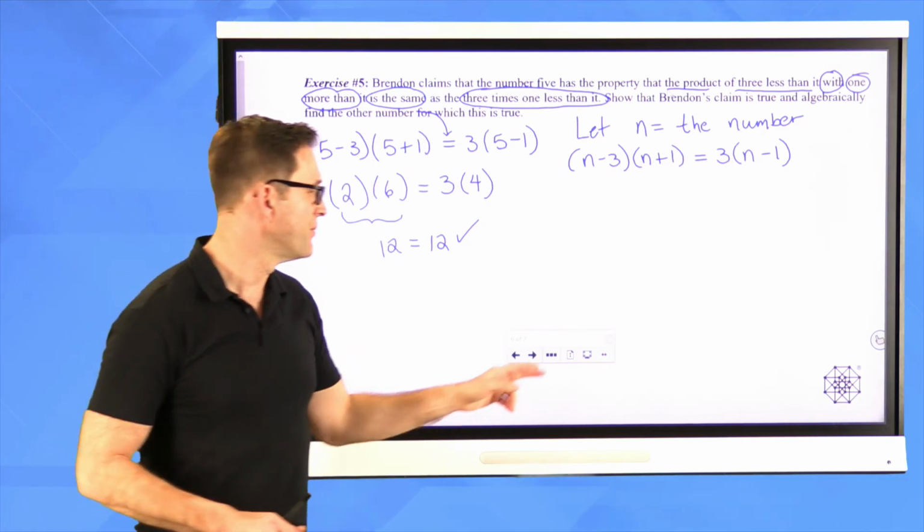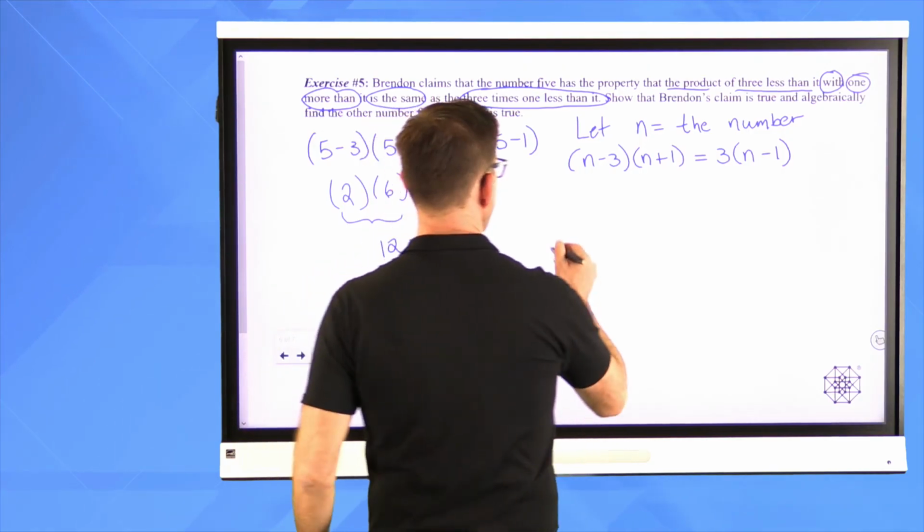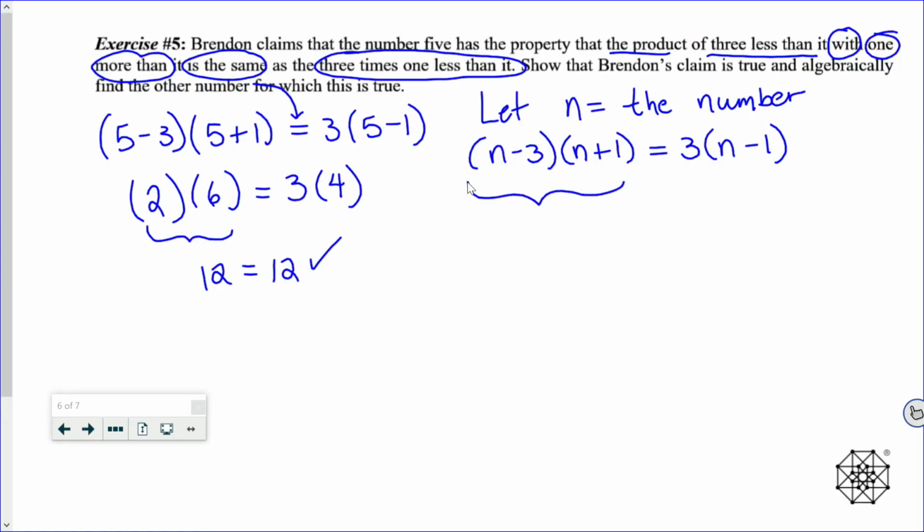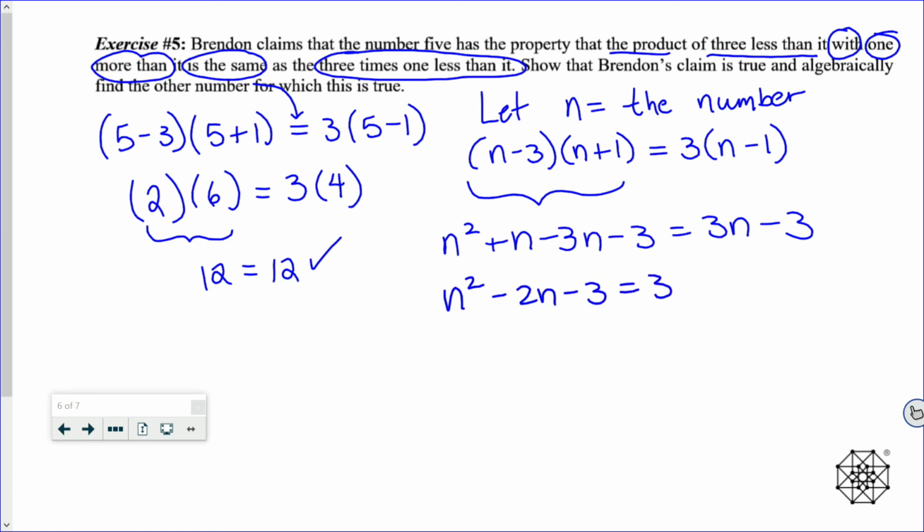All right, let's do it. Here we go. So first things first, I'm going to multiply this out, right? N times n is n squared. N times 1 is n. Negative 3 times n is negative 3n. And negative 3 times 1 is negative 3. On this side, I distribute that 3 through, and I get 3n minus 3. Collect like terms on this side. N squared minus 2n minus 3 is equal to 3n minus 3.